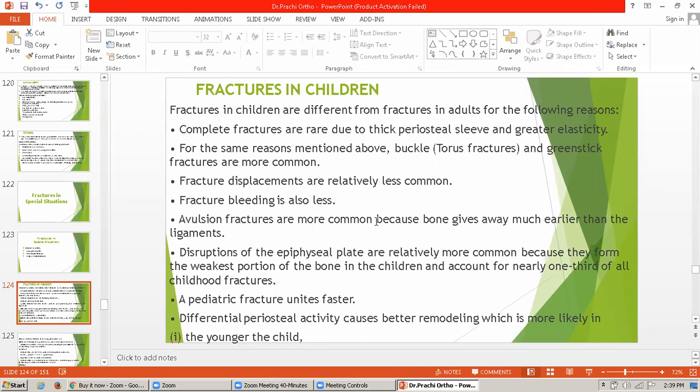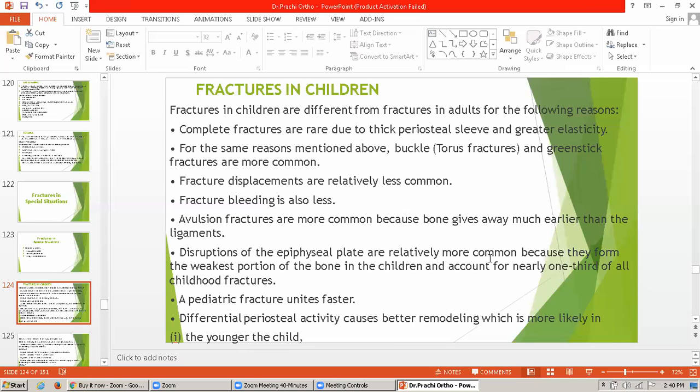Avulsion fractures are more common because bone gives way much earlier than the ligament. Disruption of the epiphyseal plate is relatively more common because it forms the weak portion of the bone in children and accounts for nearly one third of all childhood fractures.